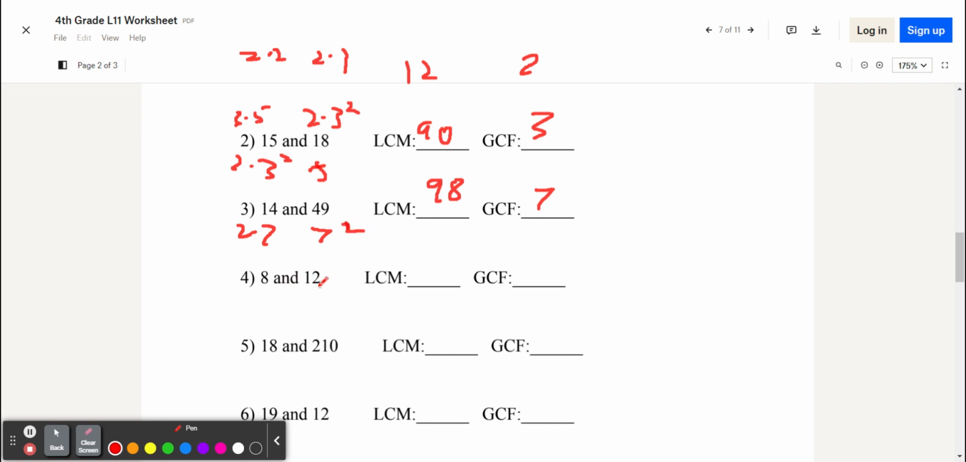8 and 12, the lowest common multiple. 8 is 2 cubed and 12 is 2 squared times 3, so the lowest common multiple will be 2 cubed times 3, which will be equal to 24. And the greatest common factor is 2 squared, which is the same as 4.